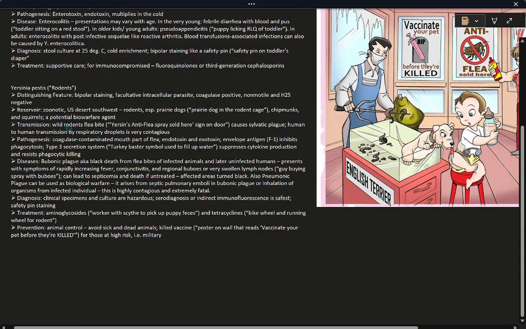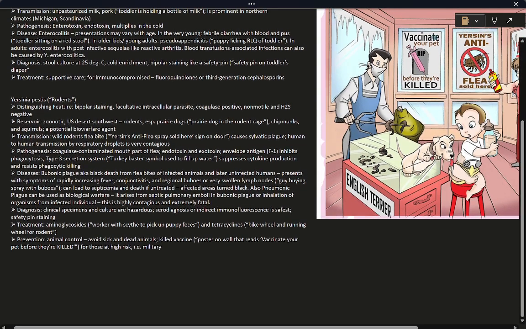And then for transmission, it usually occurs through the flea that is found in the wild rodents that ends up biting the human. To remember this, think about the Yersin's anti-flea spray sold here sign on the door that we see over here. Here's the anti-flea spray sign. And then this flea bite will cause sylvatic plague. And then of course there can be human to human transmission by respiratory droplets. And this is very contagious and dangerous.